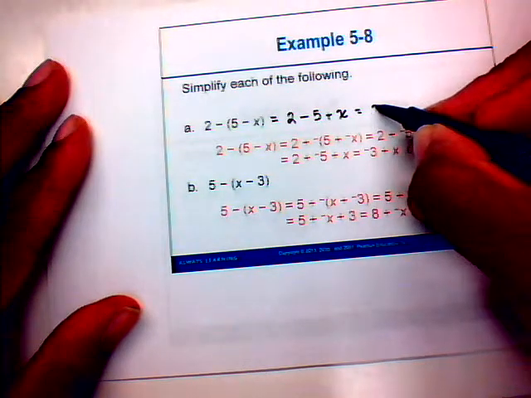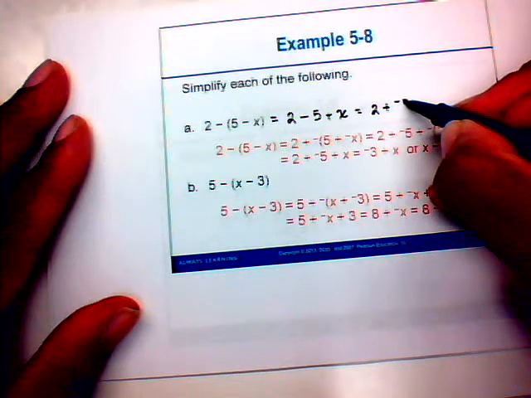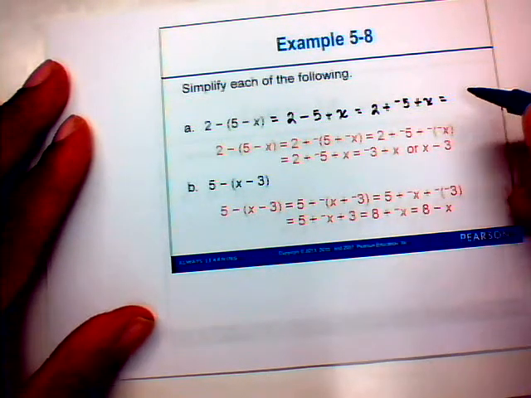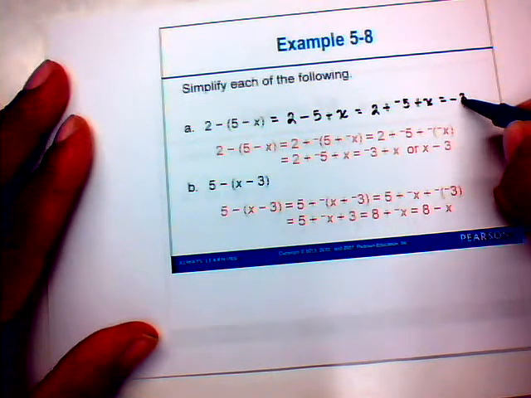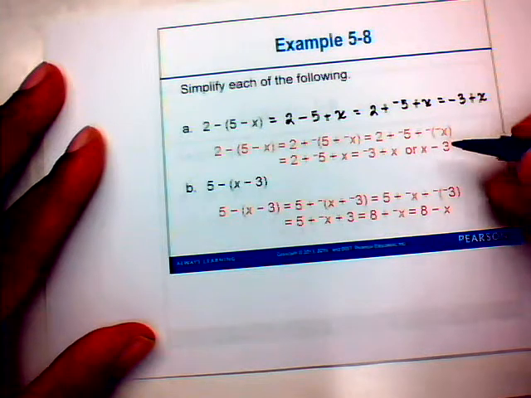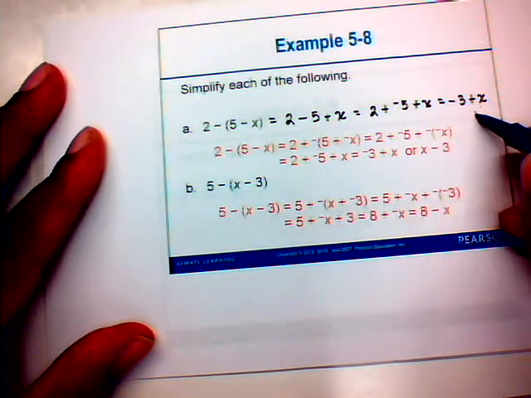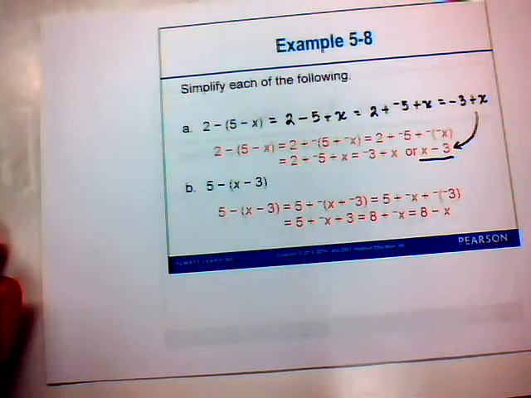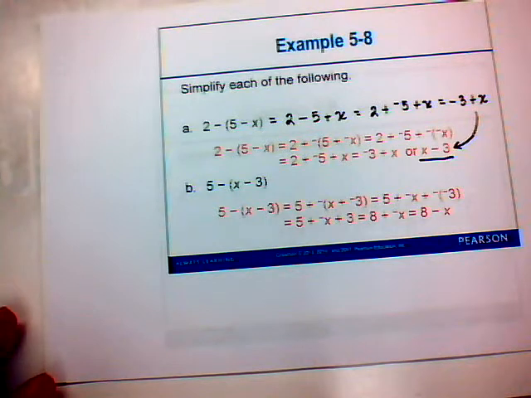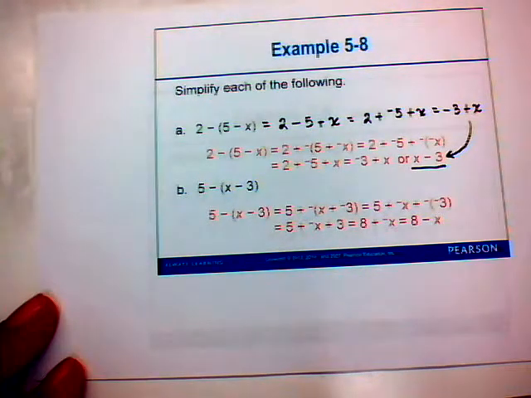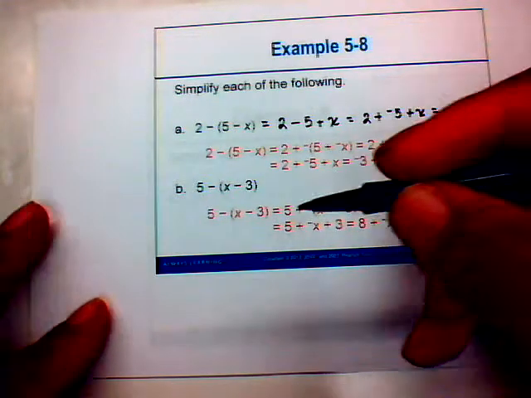Well, 2 minus 5 is the same as 2 plus negative 5 plus x. Then if you add 2 plus negative 5, that's going to give us negative 3. Bring over the plus x. Or we can say that negative 3 plus x is the same as x minus 3. And then part B, 5 minus, and then parentheses x minus 3.